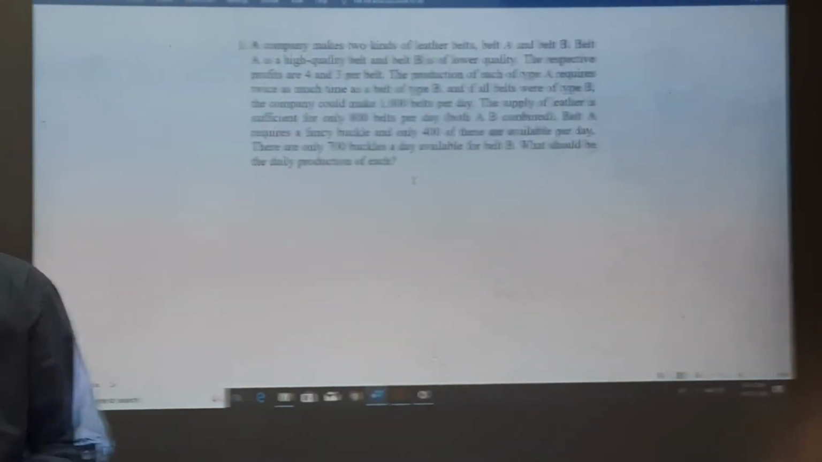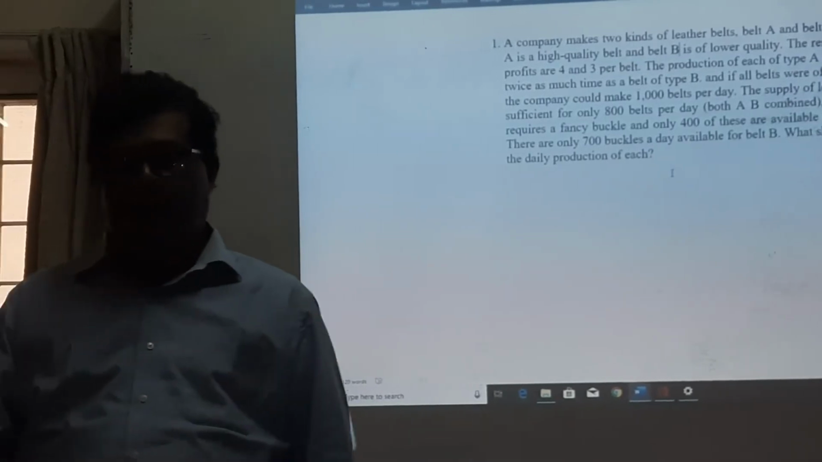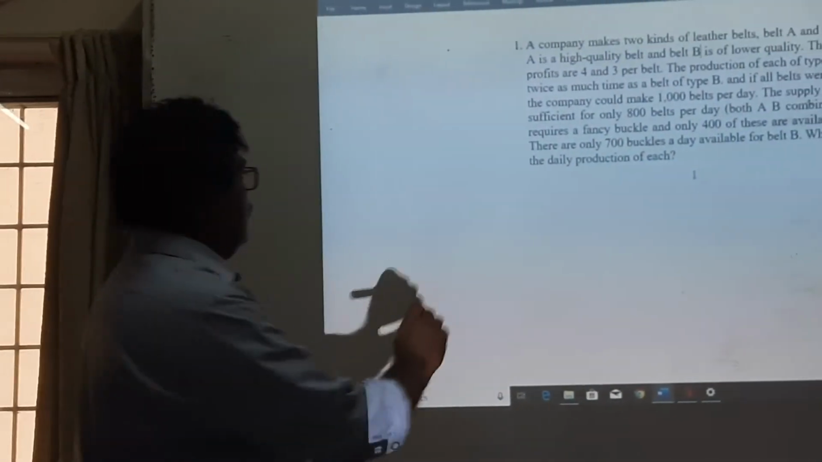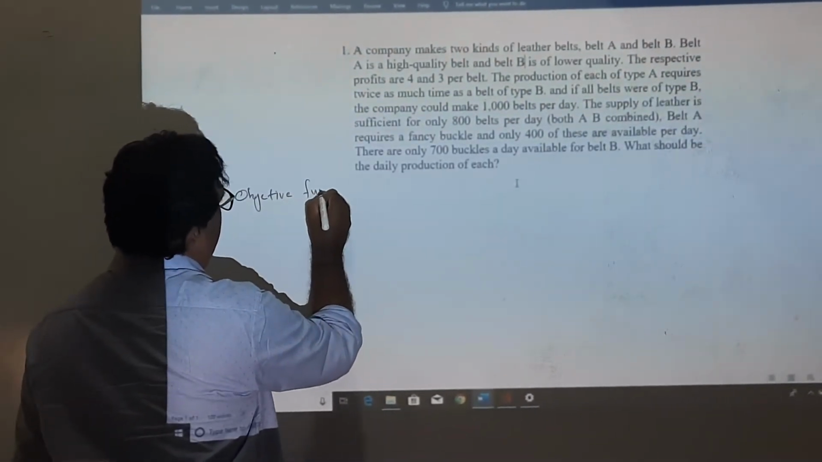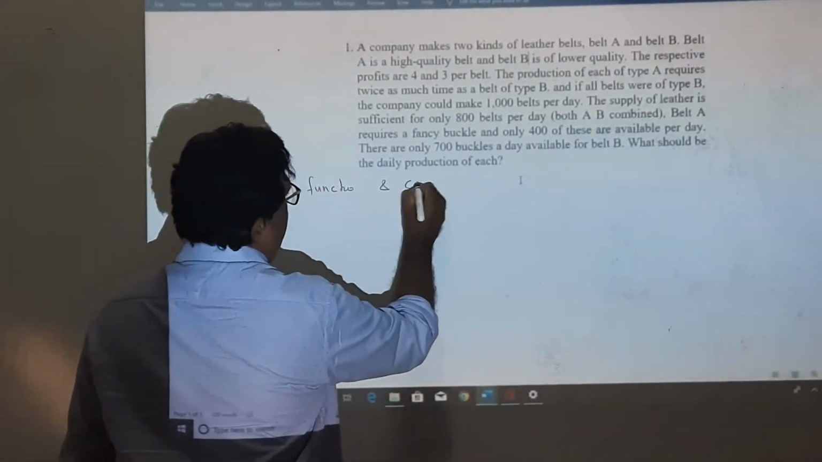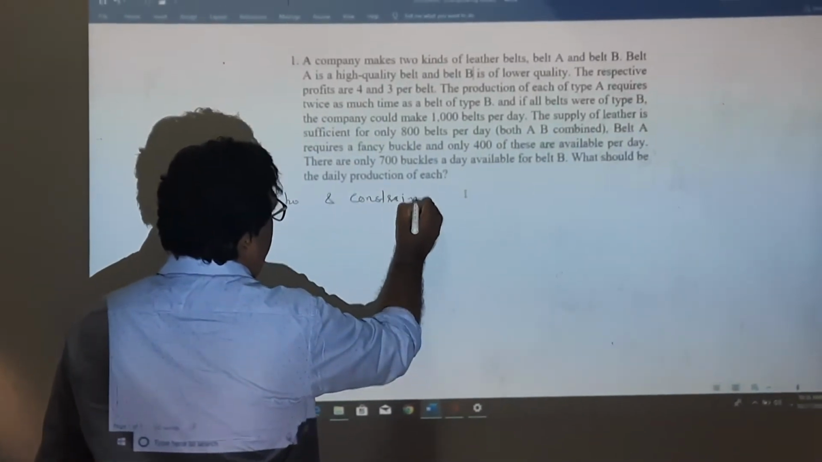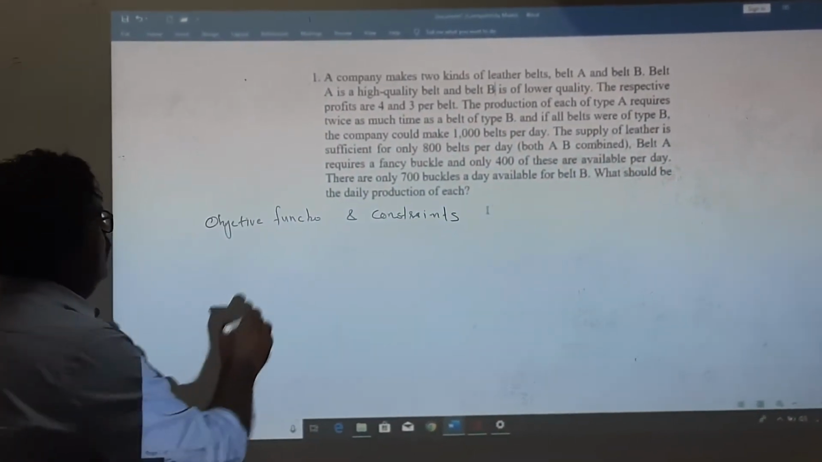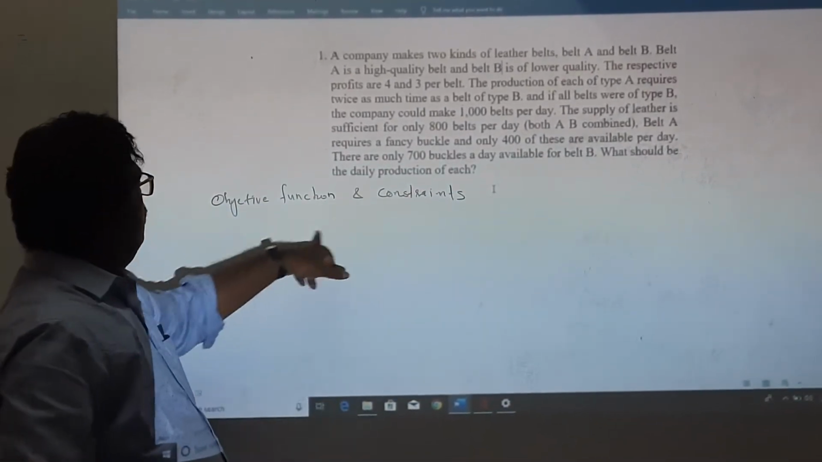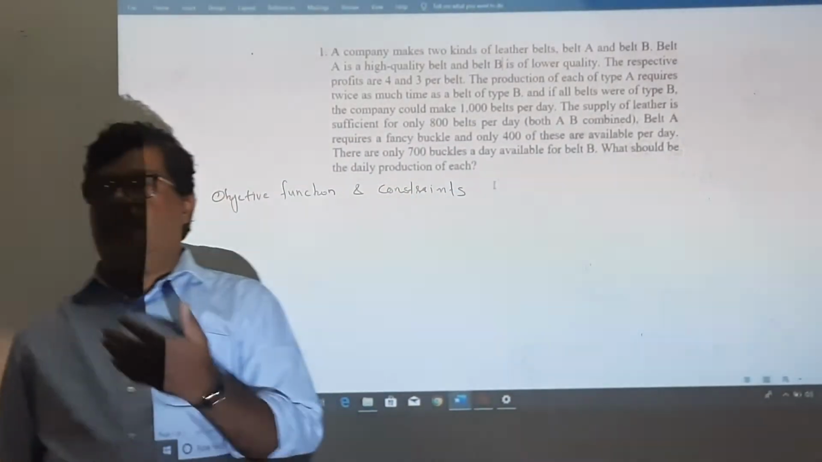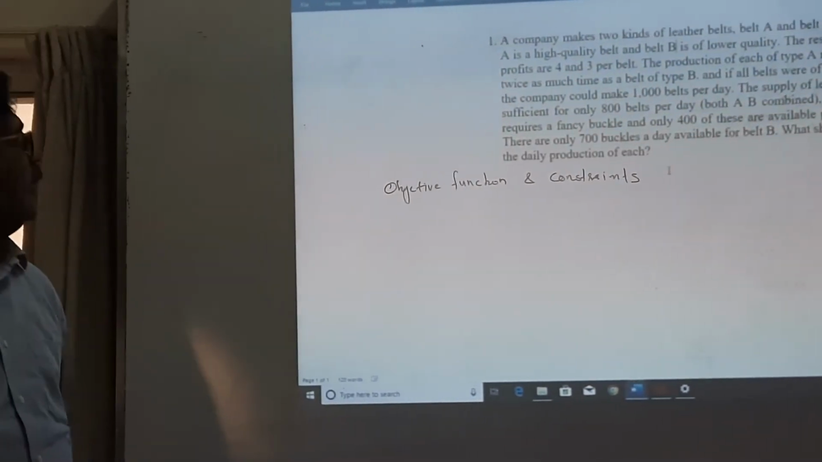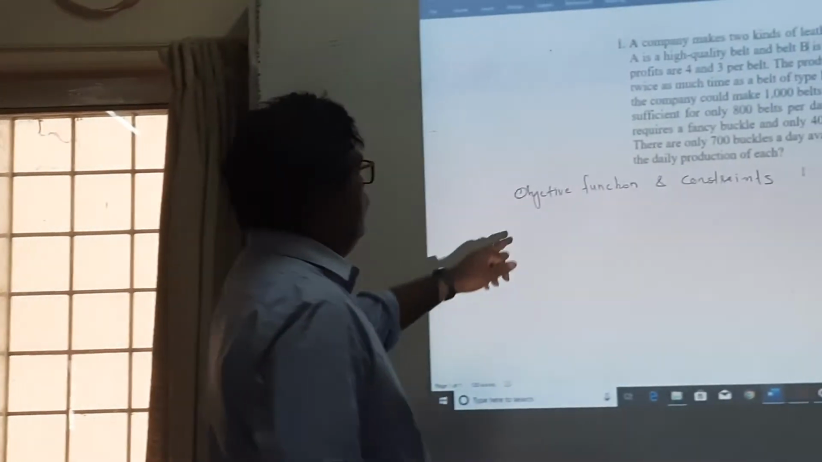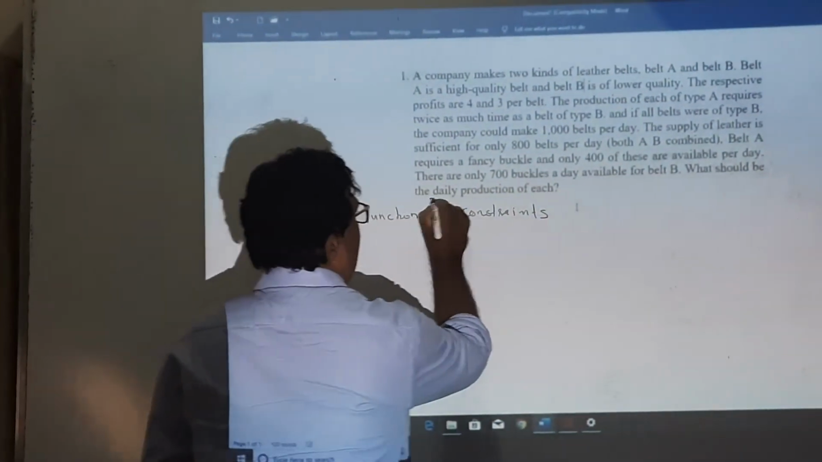So here we need to separate the objective function and constraints. So objective function, you look at daily production. So we need to maximize the production so that we get the maximum profit. So that is the idea of this thing. Now what is the question? So what should be the daily production?